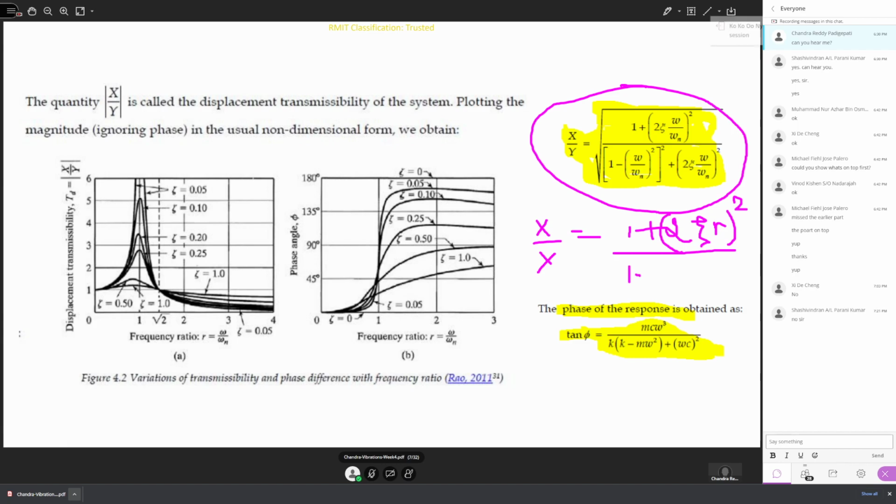So this is the same equation which we have seen for the damped forced vibration. So 1 minus r square. You can replace omega over omega n with r. So the equation looks simplified, plus 2 eta r whole square. Then you need to take the square root.